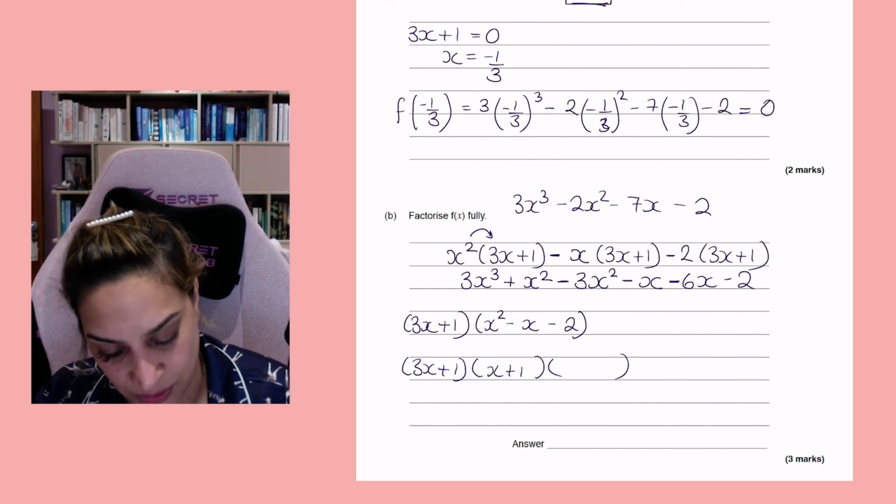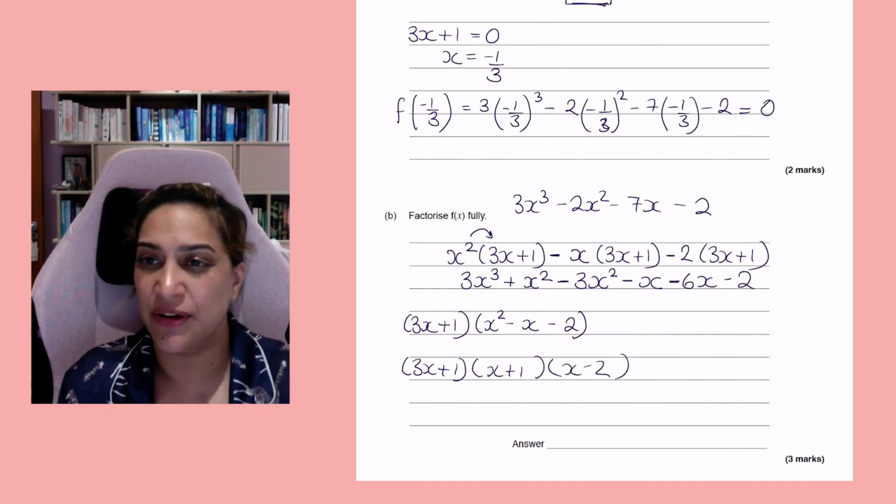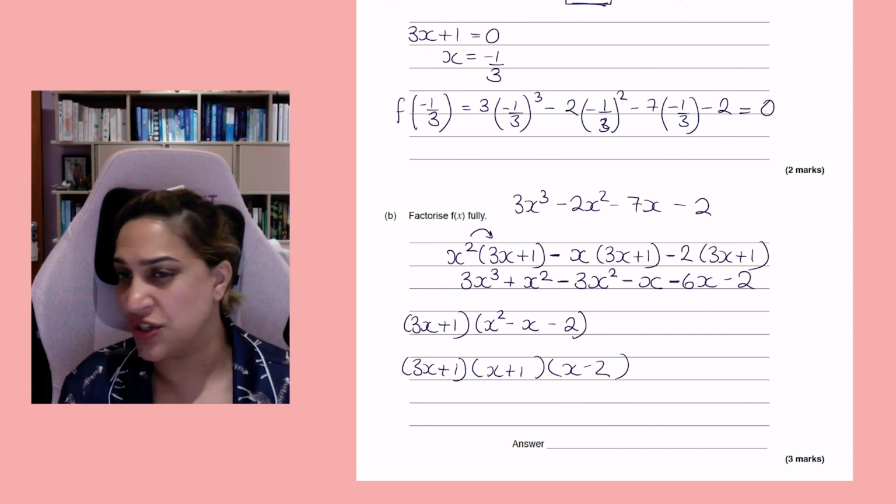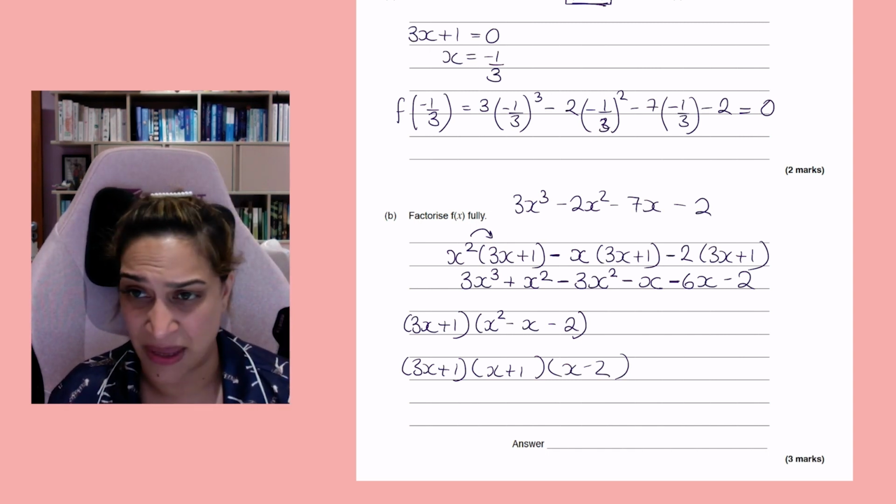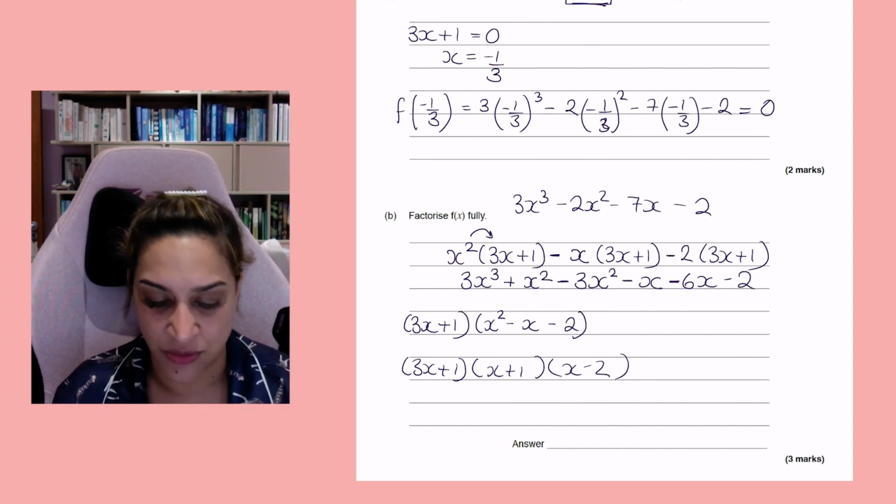And I get x plus 1, x minus 2. Now, if you've learned it going down and that makes more sense to you, just do it that same method, okay? This is just an alternative.